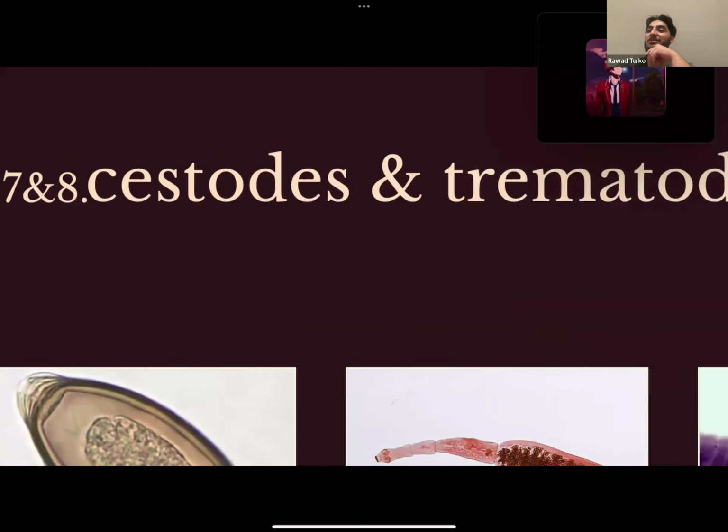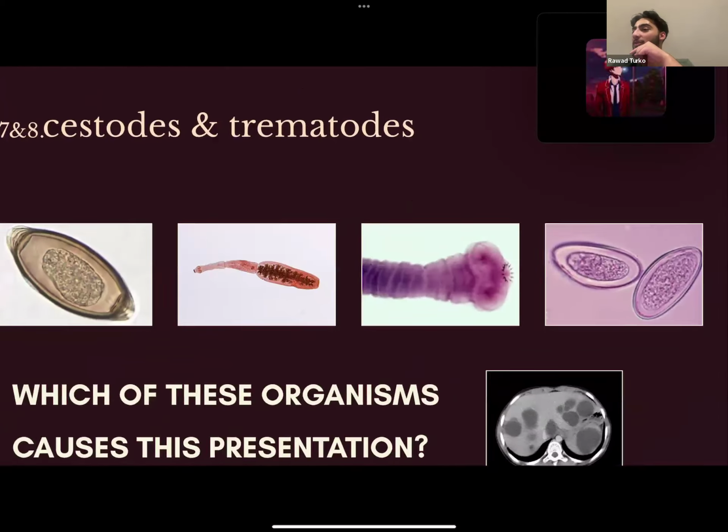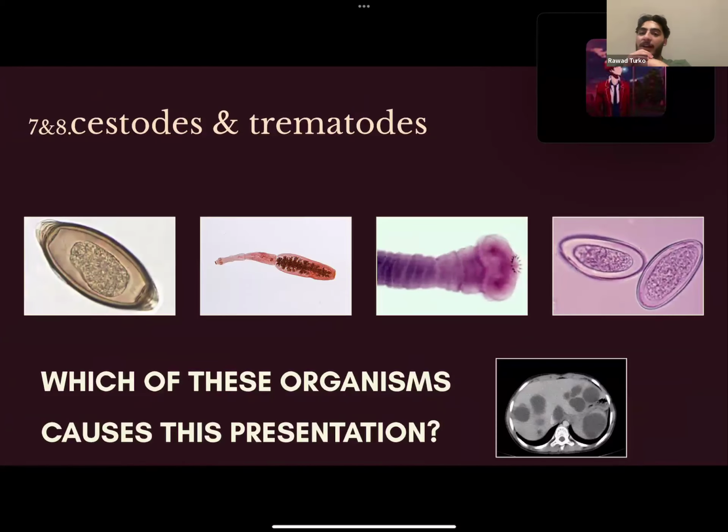I know that it says here cestodes and trematodes, but I wanted to trick you guys a little bit. This last one is actually a nematode. It's a roundworm, Enterobius vermicularis. Perfect. All right, we're done.